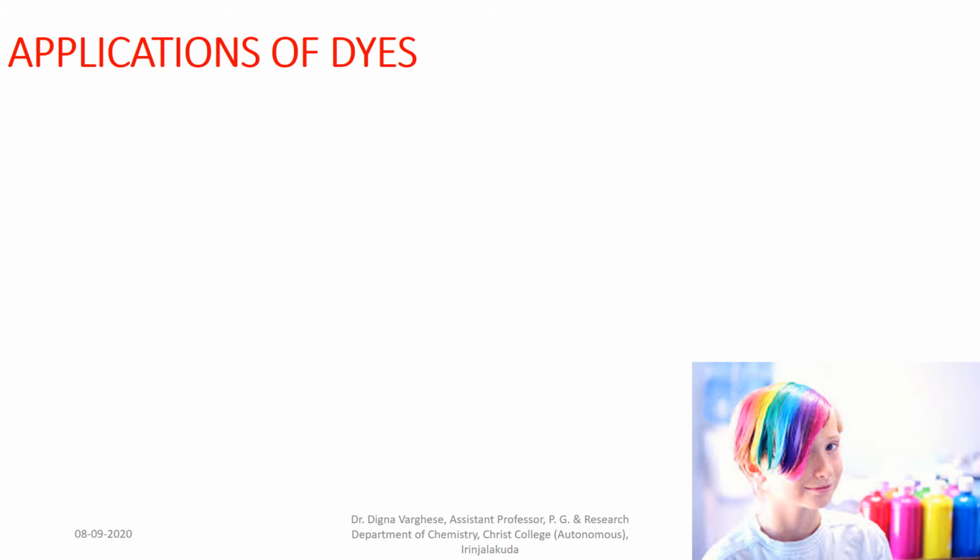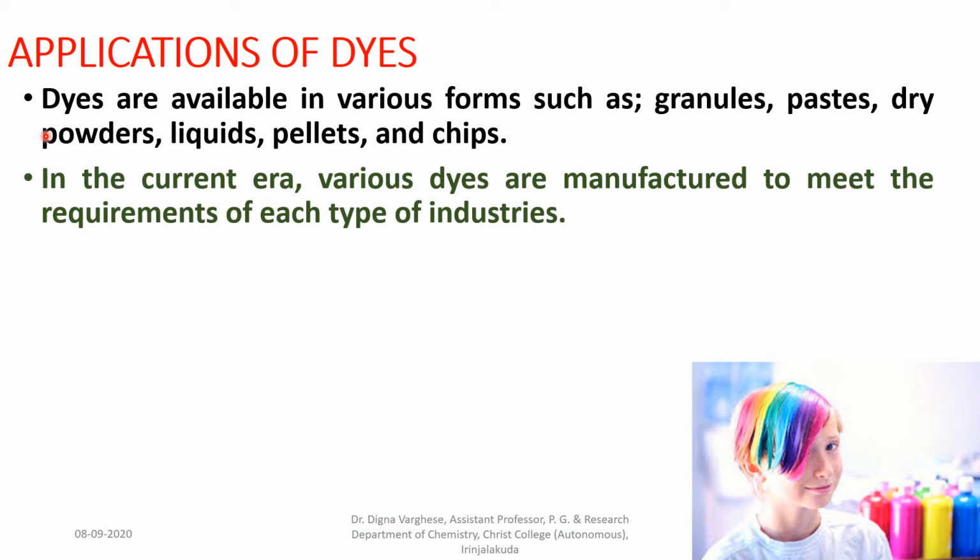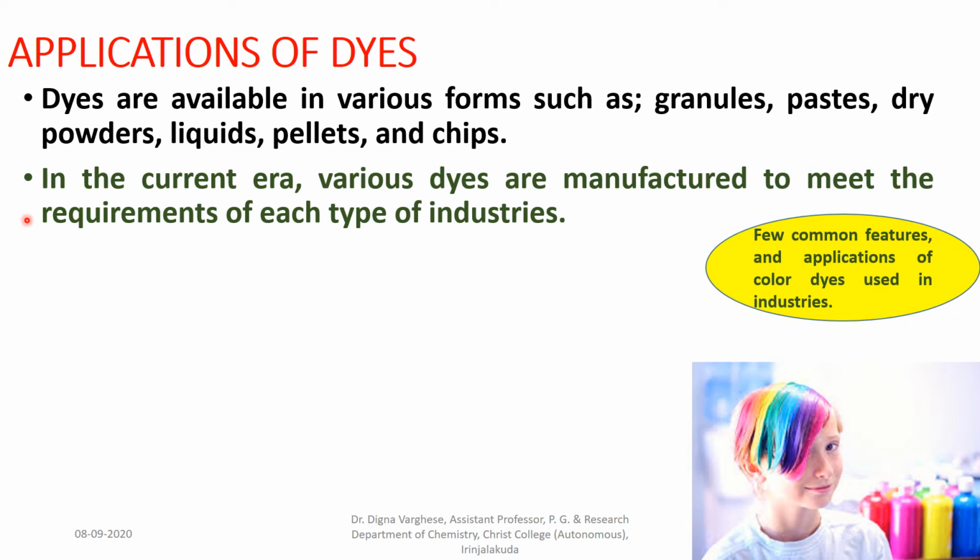Applications of dyes. Dyes are available in various forms such as granules, pastes, dry powders, liquids, pellets, and chips. In the current era, various dyes are manufactured to meet the requirements of each type of industry. A few common features and applications of colored dyes used in industries are discussed here.